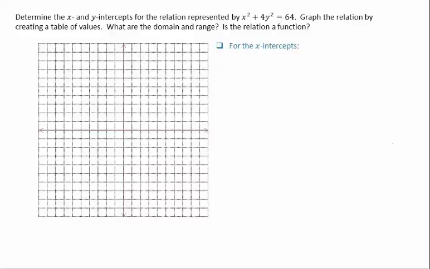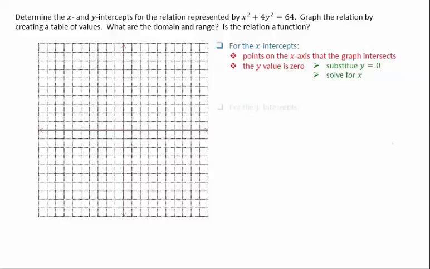First, for the x-intercepts. These are points on the x-axis that the graph intersects. The y value at these points then is 0. Simply substitute y equals 0 into the equation and solve for x.